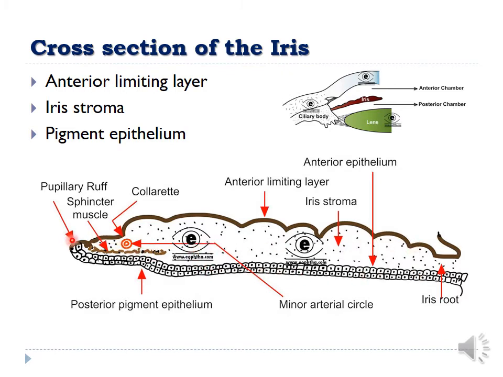Okay, so you can see it over here. This is the pupillary zone and this is the ciliary zone, and you can see the junction of pupillary and ciliary zone is the collarette.